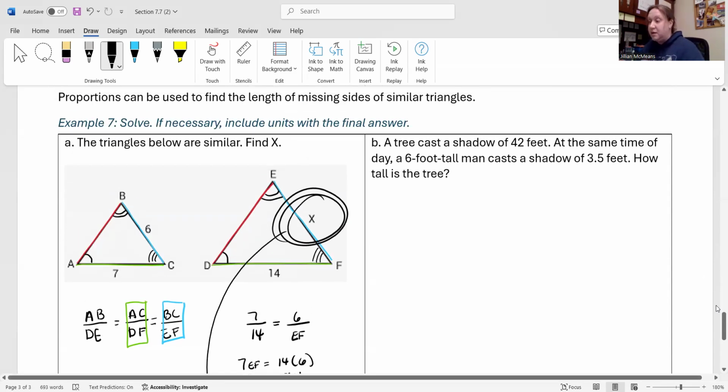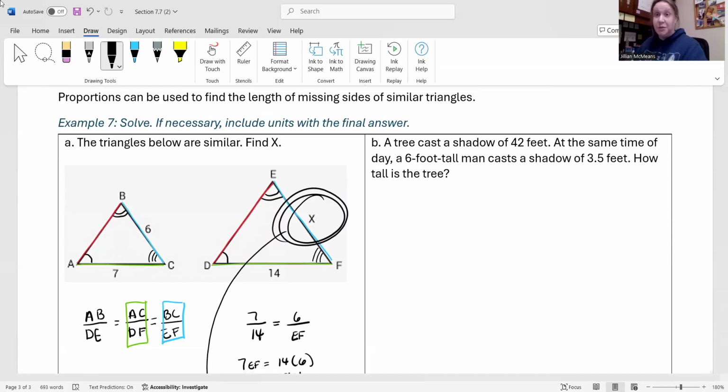Another way is something like what we're going to see in part B. So these types of problems where you're dealing with shadows, they come up all the time. So a tree casts a shadow of 42 feet. So we have some kind of a tree. Let's draw it. So this is our tree, and we know it has a shadow that is 42 feet. We don't know how tall the tree is, but we know its shadow is 42 feet.